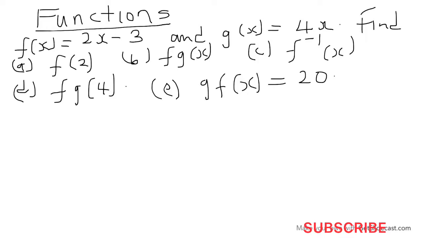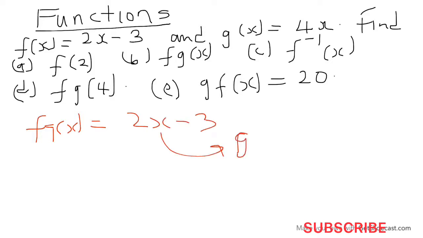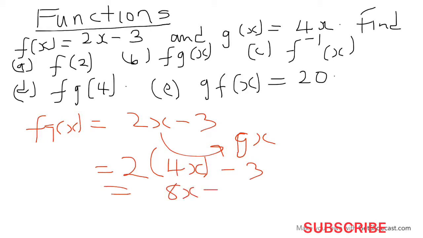Then we have b that says find f of g of x. This means in the function of f, where there's x, you put g of x. So in the function of f, where there's x, we put g. So g is 4x, so 2 times 4x minus 3. So we're having 8x minus 3. That is our f of g of x.